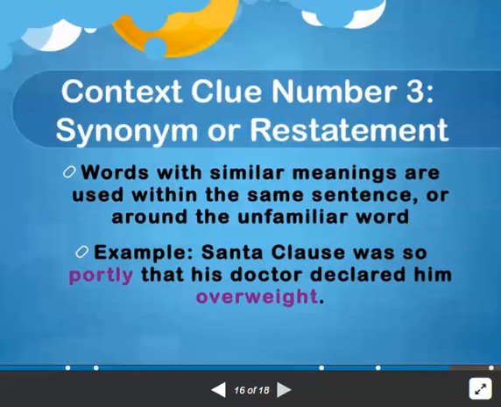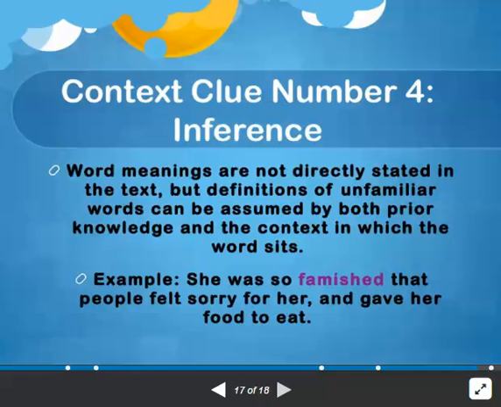We can conclude that the word fastidious is the opposite of easygoing because of the word unlike. The third type of context clue is a synonym or a restatement. Words with similar meanings are used within the same sentence or around the unfamiliar word. In this example, Santa Claus was so portly that his doctor declared him overweight.